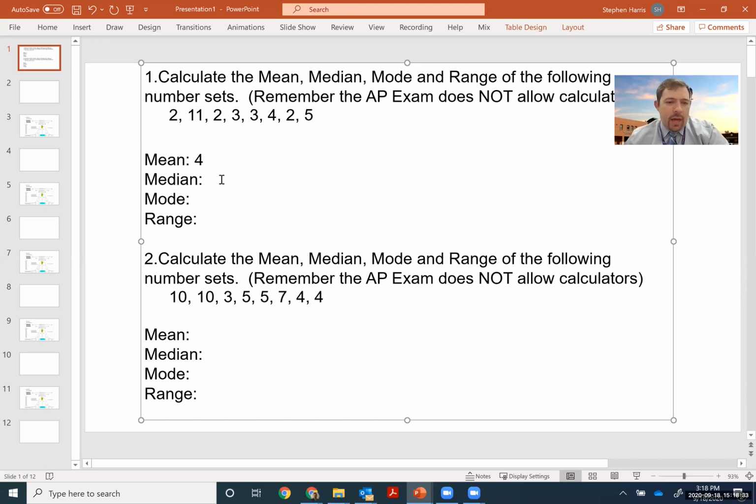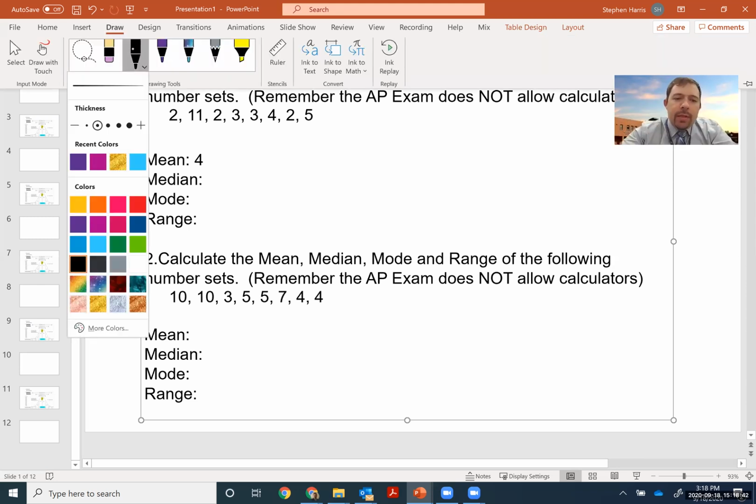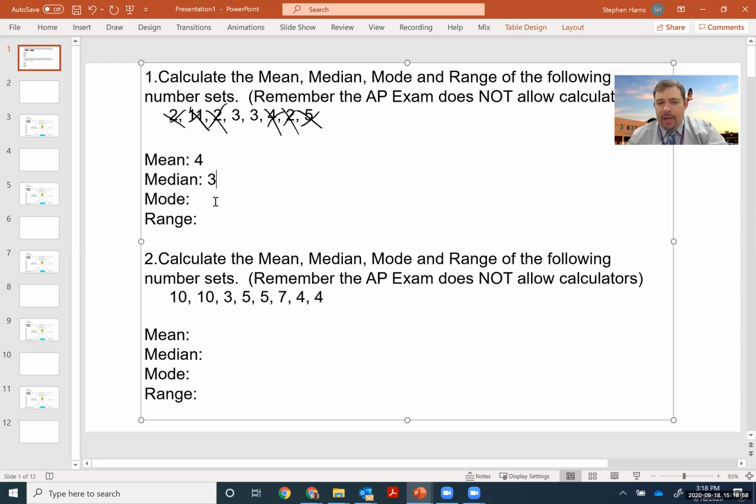Your median, on the other hand, the best way to usually find that one is, sorry, I'm going to get my drawing screen up here. The best way to do that is to just scratch out numbers. I'm going to scratch out the high number, then scratch out the lowest number, and repeat that process. Now the high number is 5 and the low number is still 2. Now the high number is 4 and the low number is 2, and now all I have left are 3's. Generally that's the easiest way to find the median.